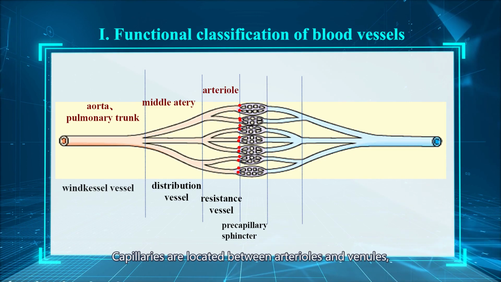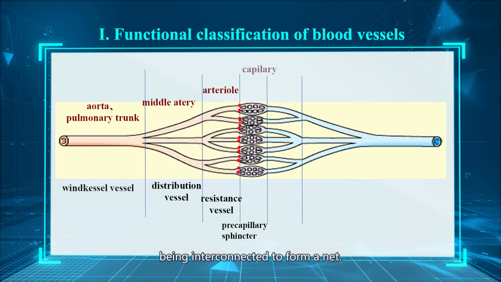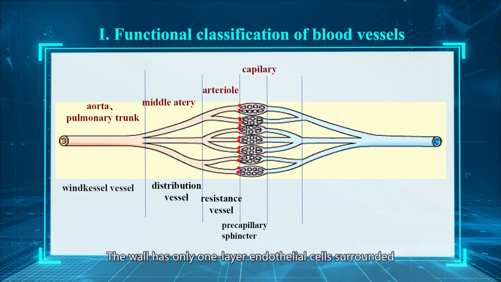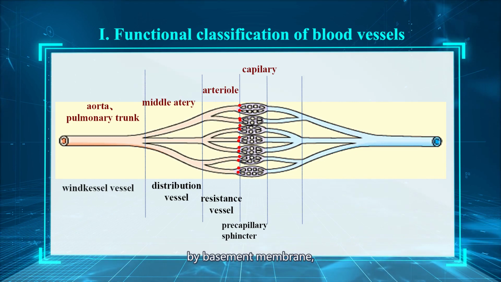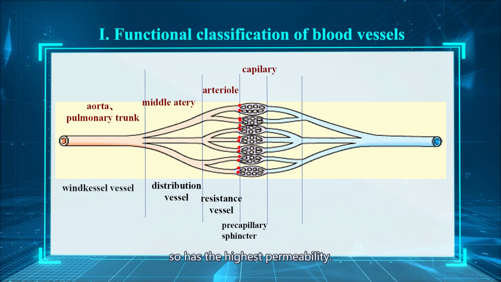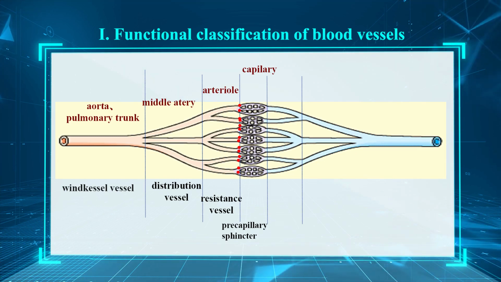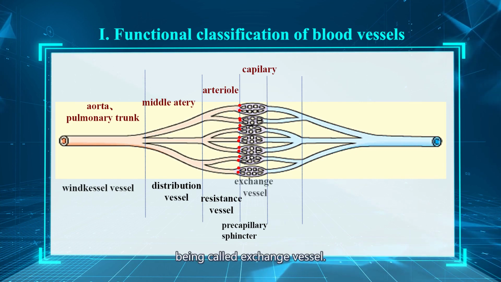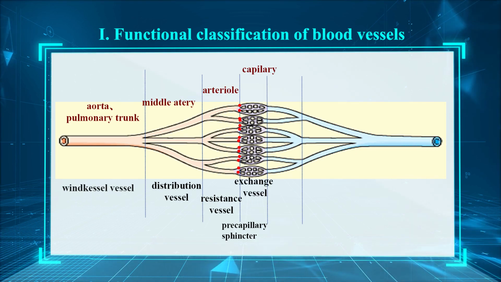Capillaries are located between arterioles and venules, interconnected to form a net. The wall has only one layer of endothelial cells, surrounded by a basement membrane, so it has the highest permeability. Capillary is the main place for material exchange, so it is called the exchange vessel.